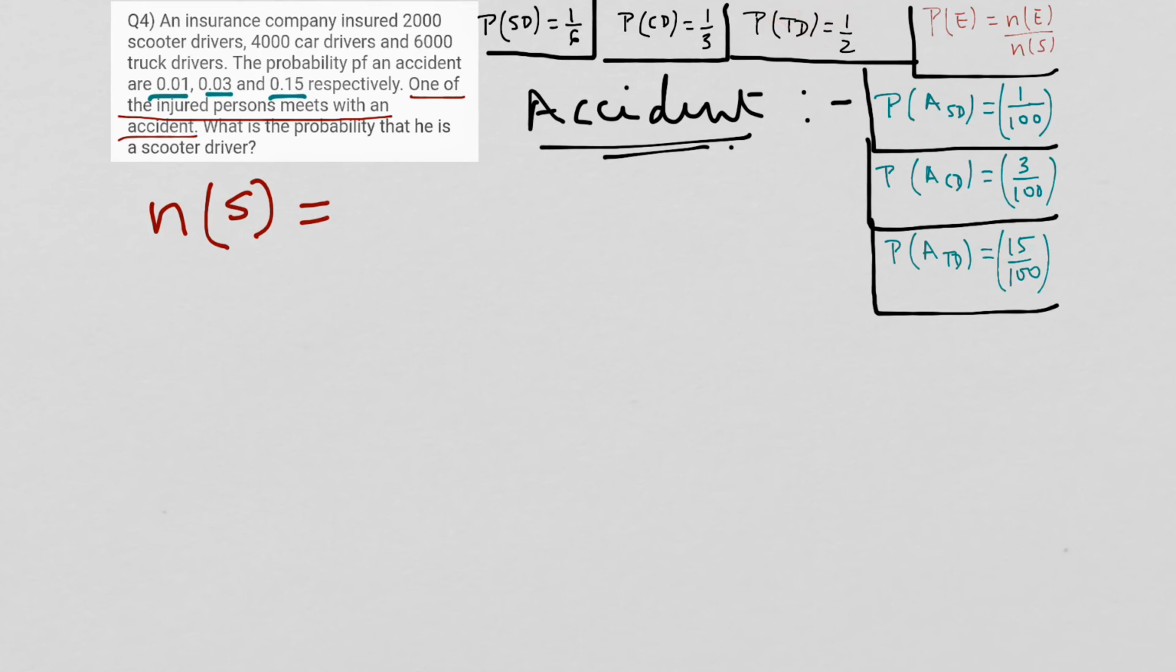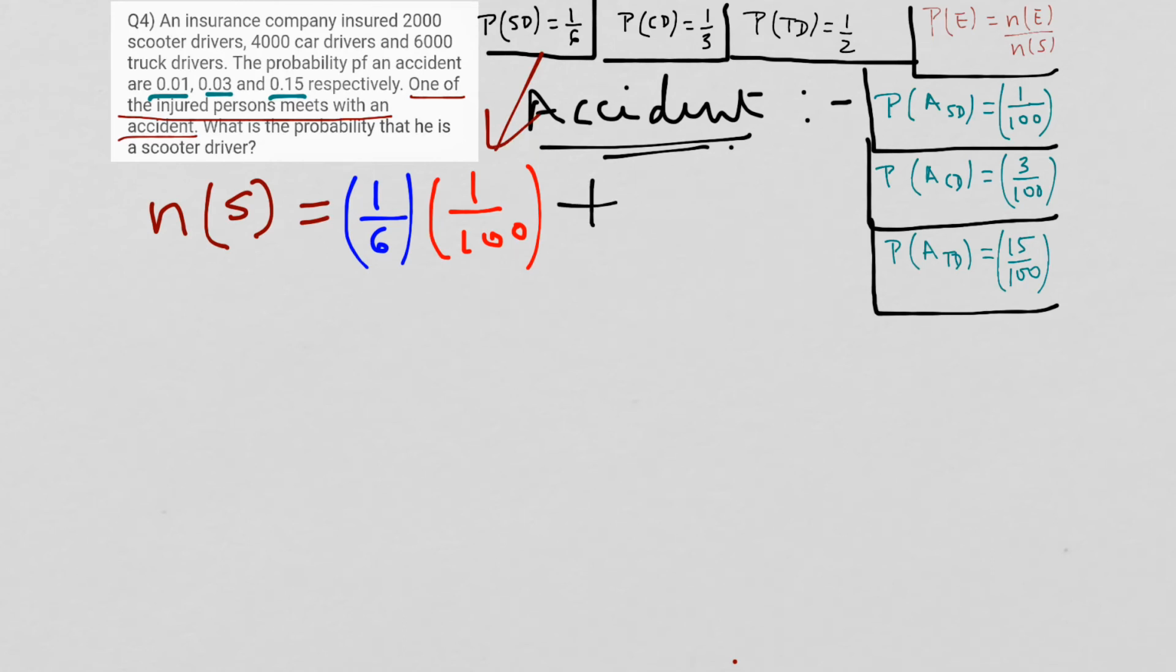So the chance of picking up a scooter driver is 1 by 6. And the scooter driver having an accident is 1 by 100. Or it could be the accident of a car driver, picking up a car driver and having an accident. So the probability of picking up a car driver is 1 by 3, and that of him having an accident is 3 upon 100.